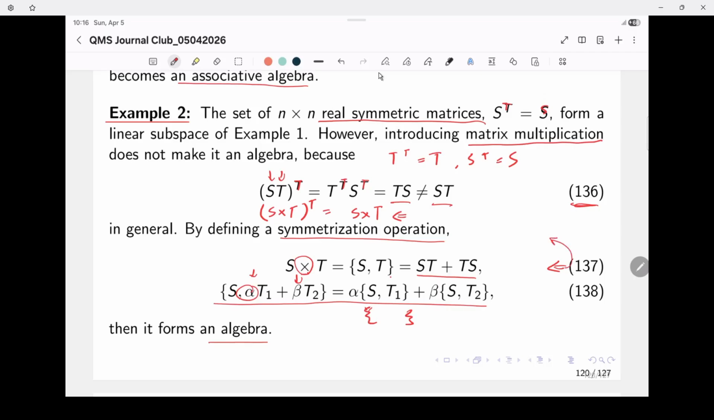I don't have time to show this, but if you want to, you can try to use 137 to show that this is true. Okay?